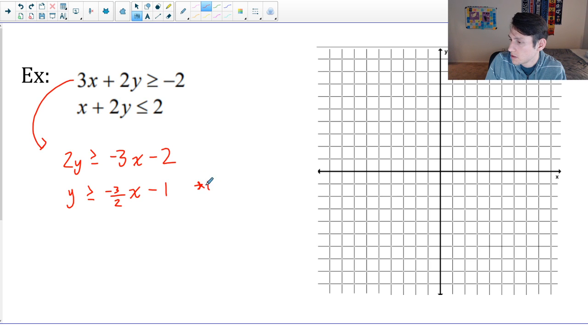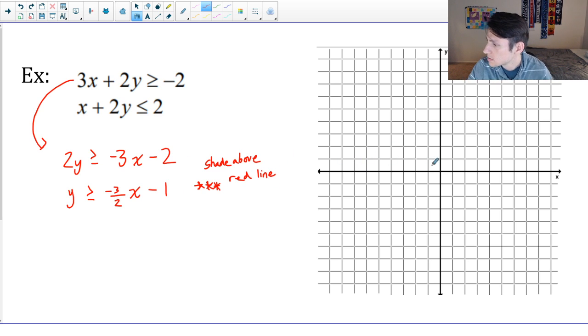I like doing, maybe you saw this when I solve systems, this little starring just so I can keep track of what is the actual equation I'm using. And notice that since this is a greater than or equal to symbol, I want to shade above this red line. Right now you might not be writing in color, but the point is I want to shade above this line. I'll go ahead and graph it.